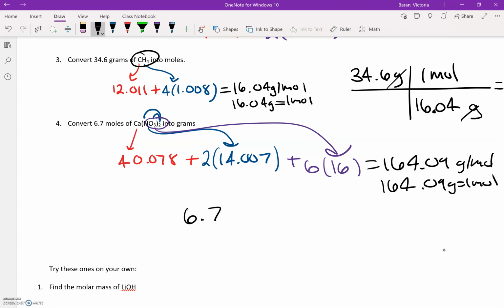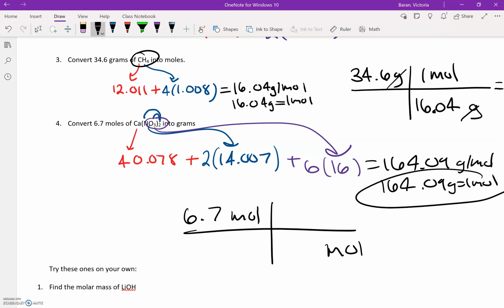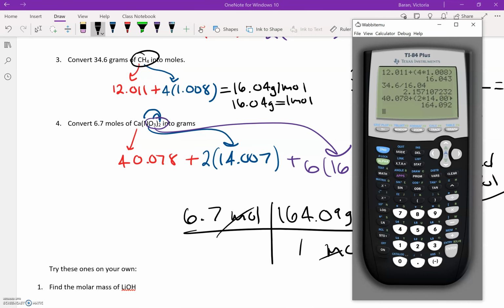Now this time I have 6.7 moles. So in the bottom of my picket fence, I know this has to be moles because these units have to be the same. Well, how many moles? Look at our equality. This is going to be 1 mole. And if I put that on the bottom, whatever goes above it has to be equal to 164.09 grams. So that way moles cancel, and I'm just left with grams.